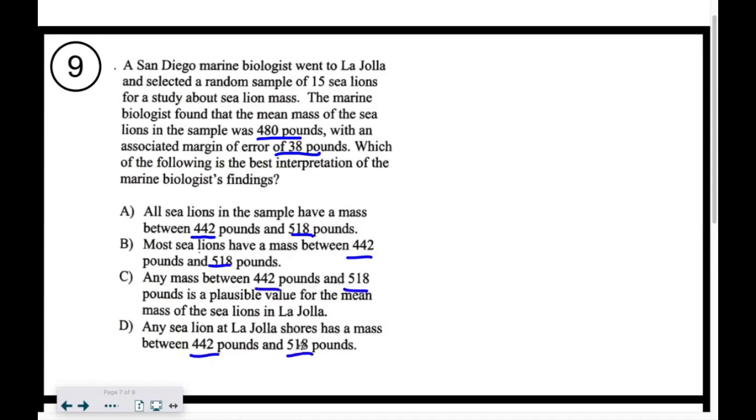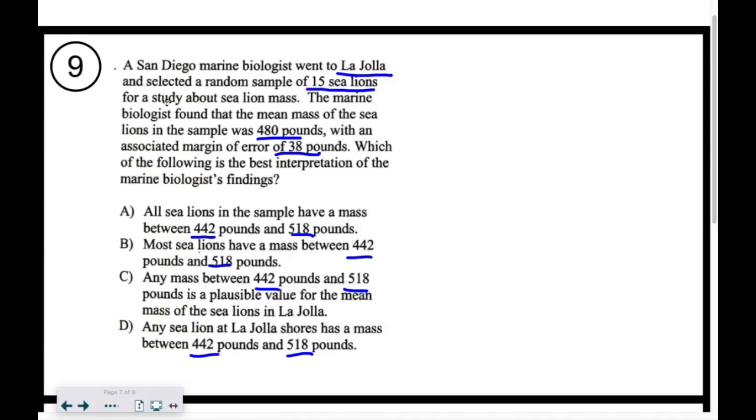Some of the easier problems, you might only have one answer that has those numbers in it, or two, and it would be a lot easier. But this one, we really have to understand what margin of error is. Our deeper understanding is that we're doing a random sample, and it's important where we took the random sample from. They went to La Jolla, and selected a random sample of 15 sea lions.